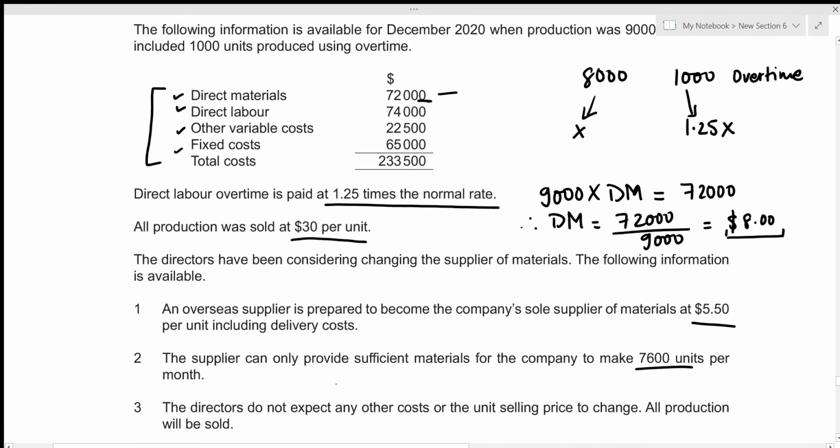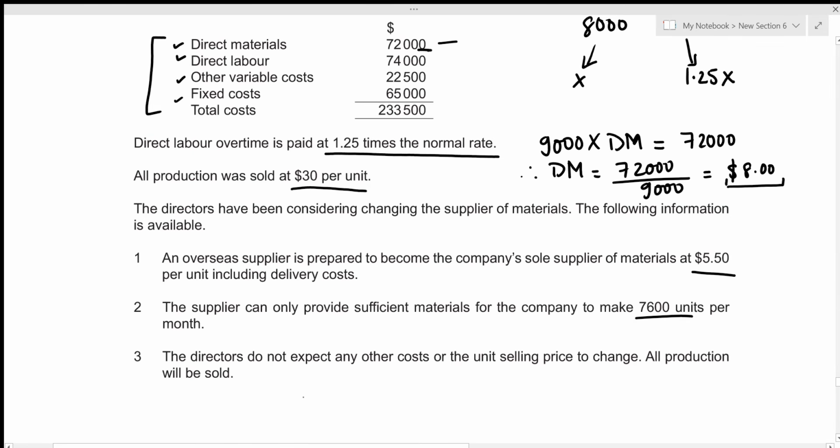We could have easily done this, but we first need to figure out the direct labor rate and then other variable costs per unit rate as well. So let's figure out the direct labor rate first. For 8,000 units, the normal rate was paid. So that's going to be 8,000 into, let's denote the normal rate with DL per unit. Then for the remaining 1,000 units, they were paid the overtime rate, which is 1.25 times the normal rate. So we can write it down as 1.25 into DL. Now this gives the total direct labor cost to be 74,000, which is given right here in the question.